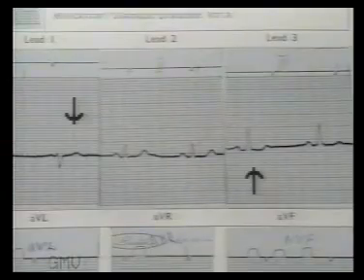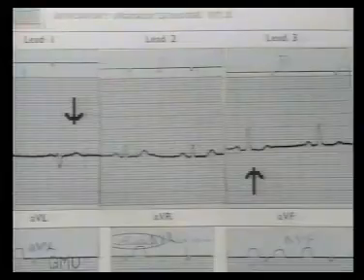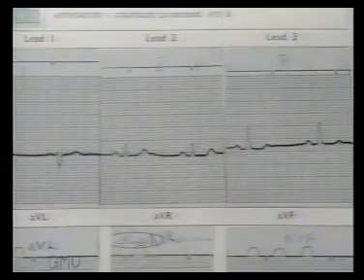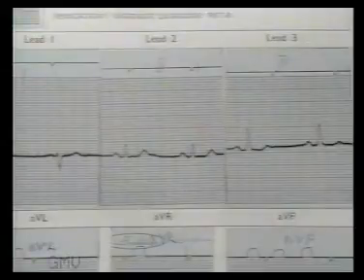Coming to limb leads, negative QRS in lead 1 and positive QRS in lead 3 denotes right axis deviation, and P wave in lead 2 is broad, suggesting left atrial hypertrophy.